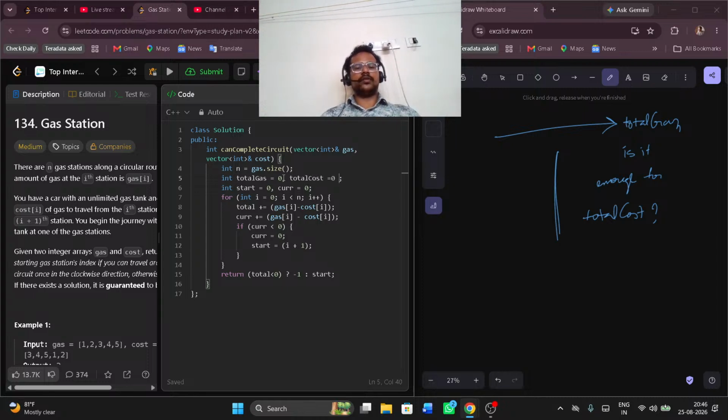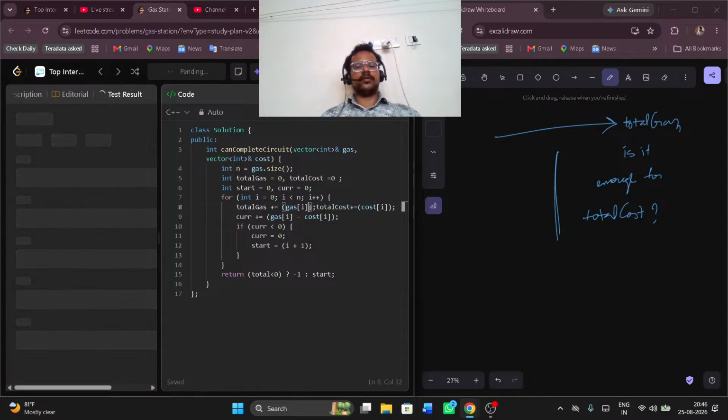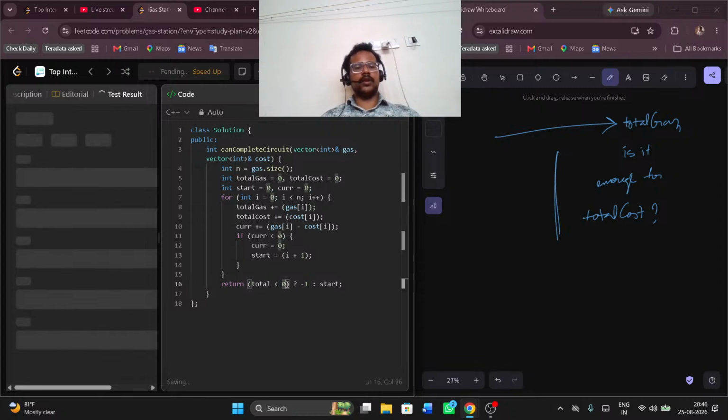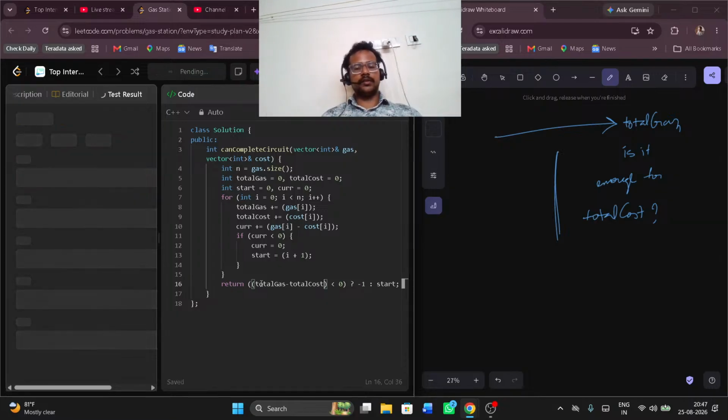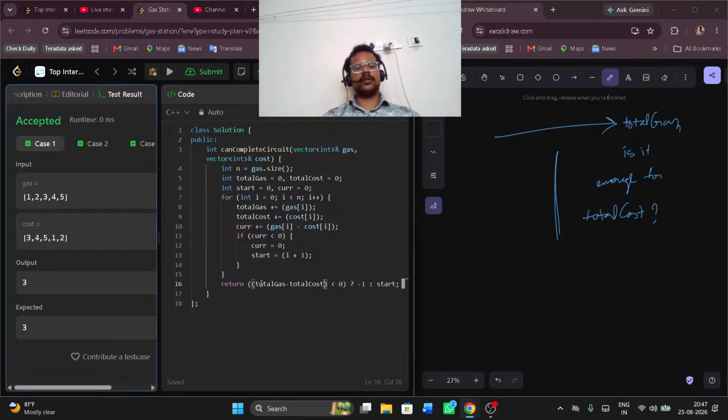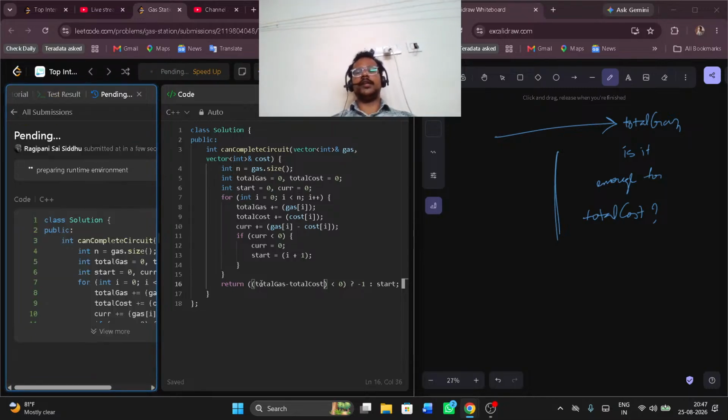Total cost is also equal to 0. Now total gas plus equals gas of I, and total cost plus equals cost of I. Okay, now if total gas minus total cost is less than 0, we'll just return -1. If not, we'll return start. So that would be pretty easy to understand.